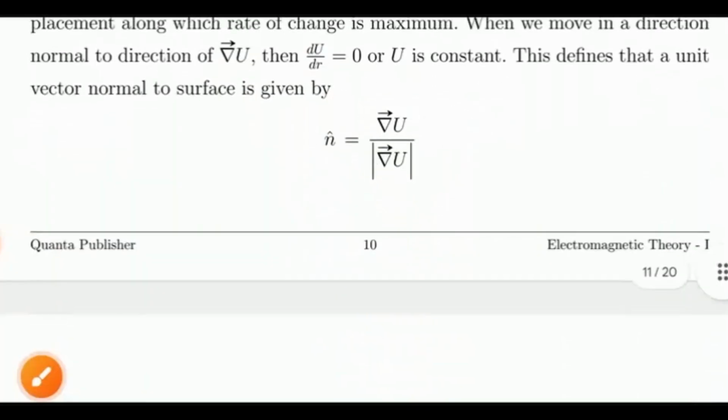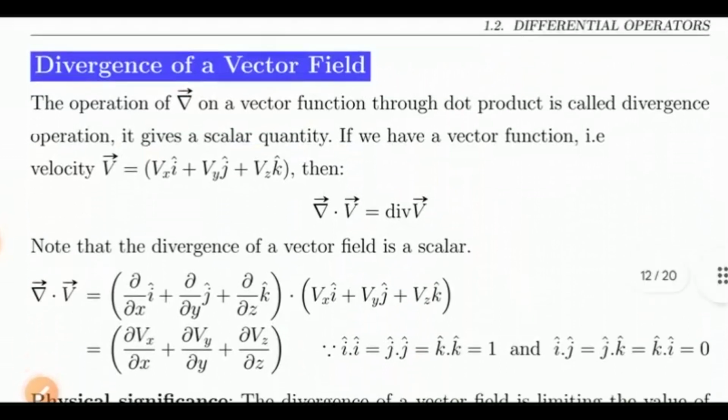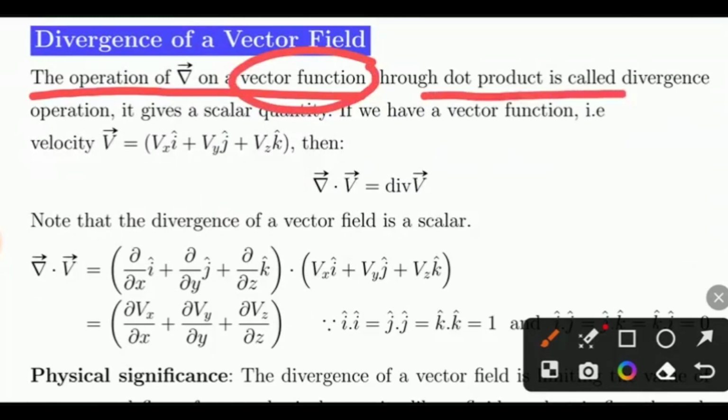The second one is the divergence of a vector field. When the operator del operates on some vector function, here you see there is a vector function, and if we take the dot product of del with that vector function, then it becomes a definition of divergence of that vector field.